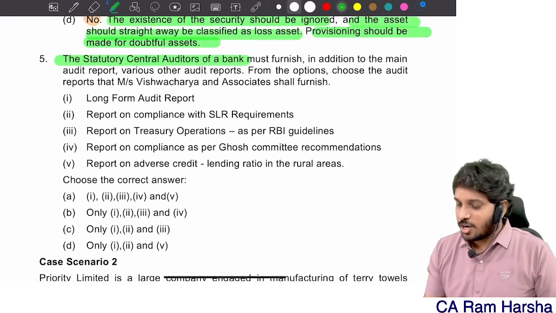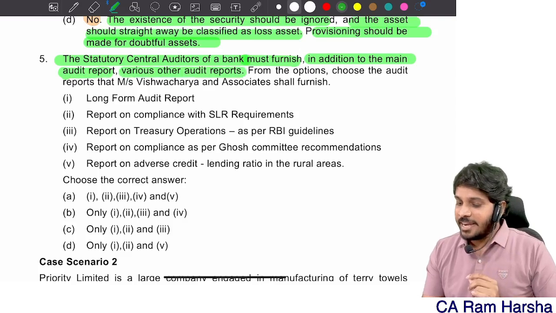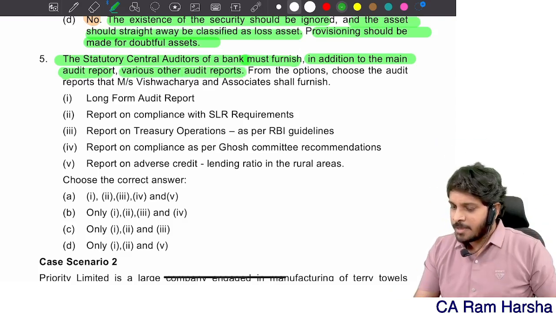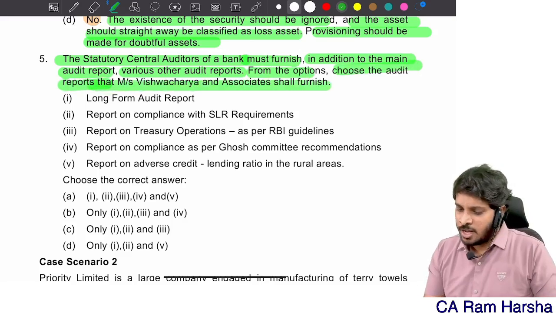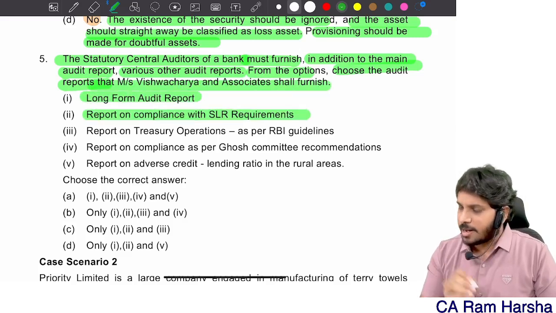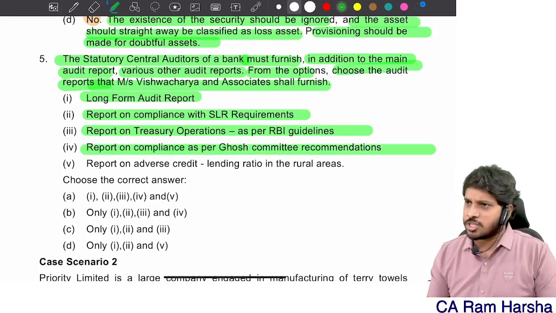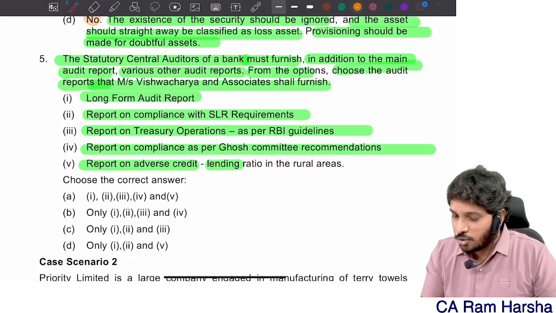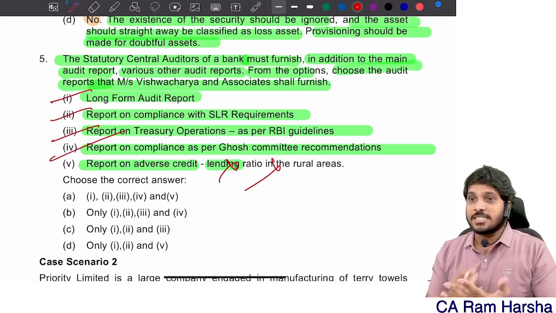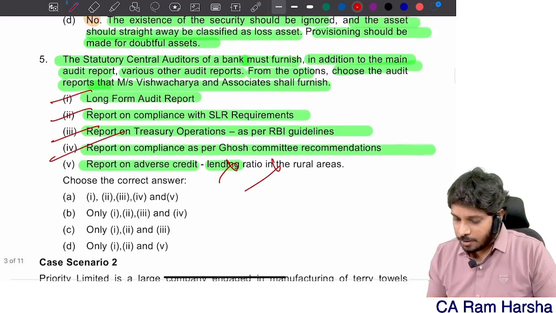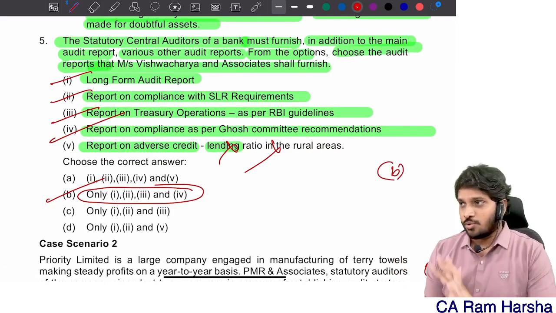The statutory central auditor of bank must furnish, in addition to the main audit report, various other reports. Correct? We have seen what reports they furnished. From the options given below, choose the audit reports that Viswacharya Associates shall furnish. Long form audit report, they must furnish. Report on compliance with SLR, they must furnish. Report on treasury operations, they must furnish. Report on compliance with Ghosh Committee, they must furnish. Report on adverse credit, no, this is not required. Adverse deposit is required. So these 4 they have to furnish, no doubt. So the answer is 1, 2, 3 and 4. B. You clear?